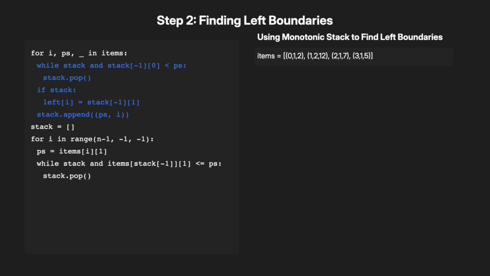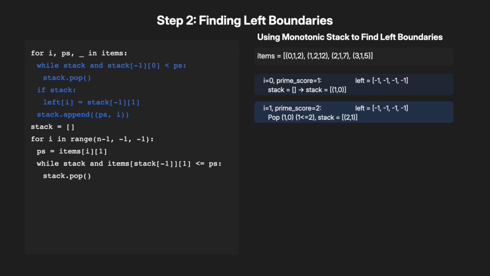In this step, we find the left boundary for each element using a monotonic stack. The left boundary represents the previous position with a higher or equal prime score. We process elements from left to right, maintaining a stack of tuples with prime scores and indices. Looking at our example, for the first element, (0, 1, 2), there are no previous elements, so its left boundary remains -1. For the second element, (1, 2, 12), we pop the previous element from the stack, since 1 is less than 2, leaving an empty stack, so its left boundary is also -1.